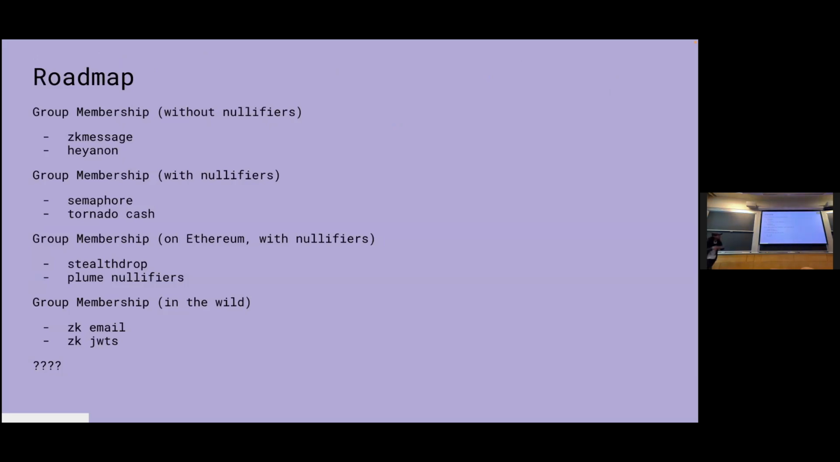Cool. Okay, so let's go back to our roadmap and reorient ourselves. We proved very simple group membership. We saw set membership and how to use Ethereum and signatures. We switched over to nullifiers. We understood how nullifiers work in the context of Semaphore and Tornado Cash. And nullifiers are present in a lot of different places.